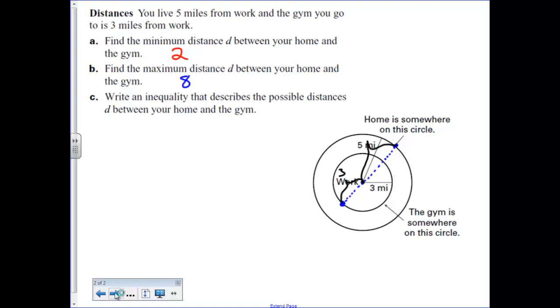Now write the inequality that describes possible distances. So let D stand for our distances, and our distances will be less than or equal to the maximum distance, greater than or equal to the minimum distance. And we already said that our minimum distance was 2, and our maximum distance is 8. So we know that the actual walking distance, no matter where they're located on the circle, that's our home or the gym, will be a minimum of 2 miles and a maximum of 8, but it could be anywhere in between.